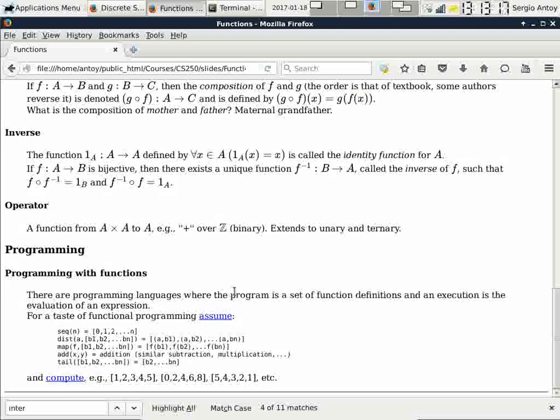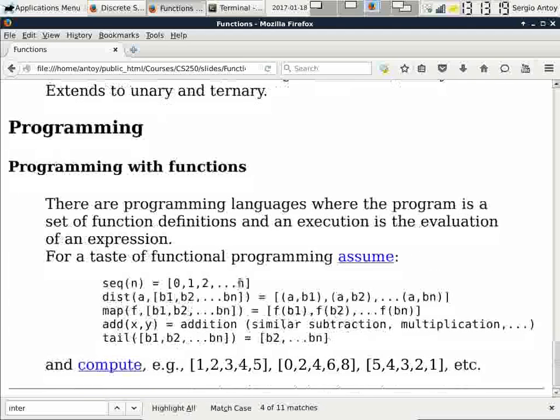Let me make this a little bit bigger. All right. The first function is sec. Sec takes a natural number and will give you a list of natural numbers. So the domain is the natural numbers 0, 1, 2, 3, 4. And the codomain is the list of natural numbers. And if you give the number n, we give you 0, 1, 2, 3, up to n.